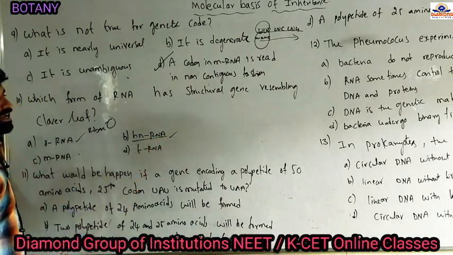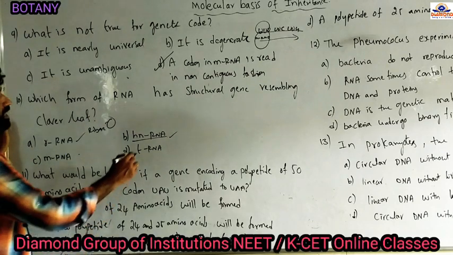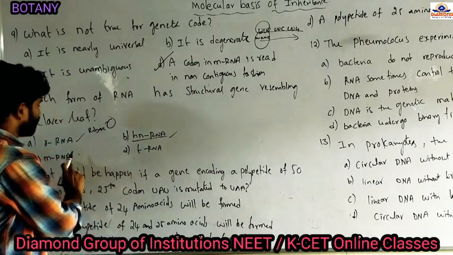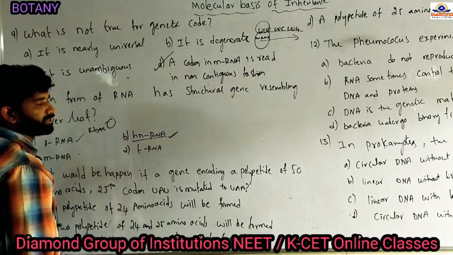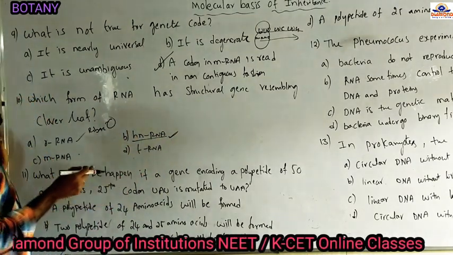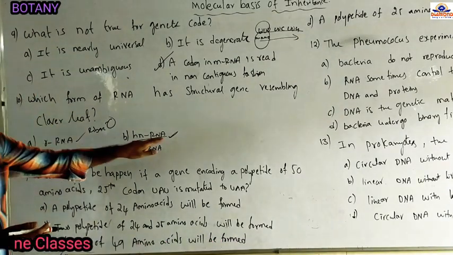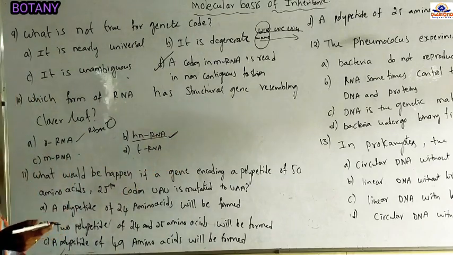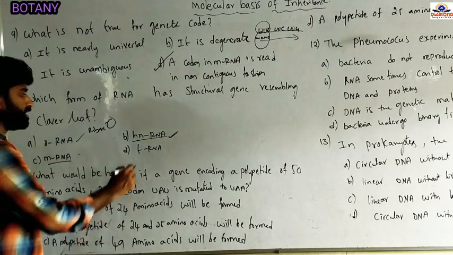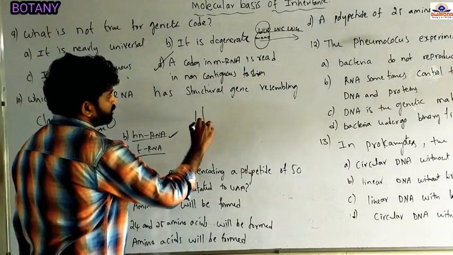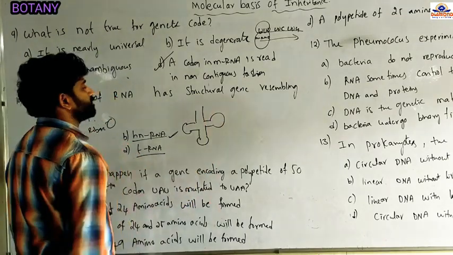And hnRNA is heterogeneous RNA. hnRNA and mRNA are the same, but the first form, before the functional mRNA, is called hnRNA. hnRNA undergoes a splicing mechanism in eukaryotes to form functional mRNA. hnRNA contains both introns and exons. mRNA and hnRNA are present as linear structures. And tRNA is the one that is present in the form of the clover leaf model or L-shaped structure.